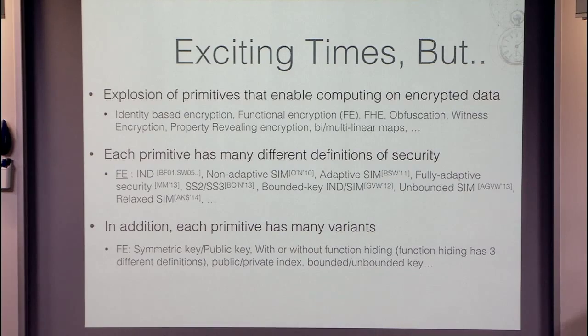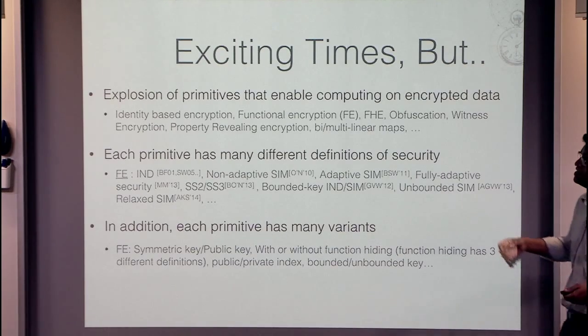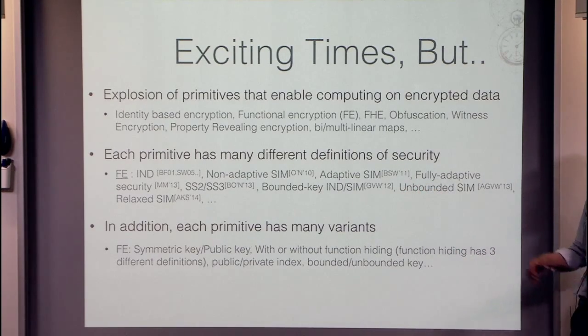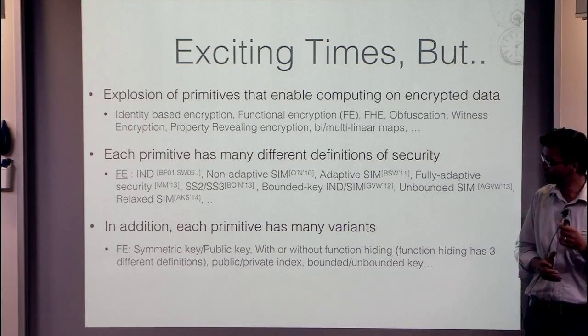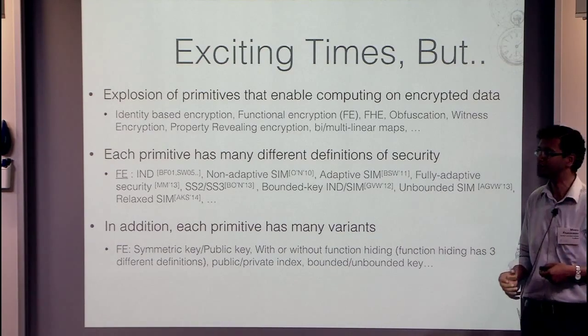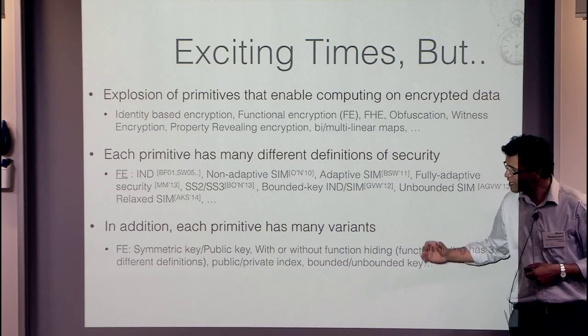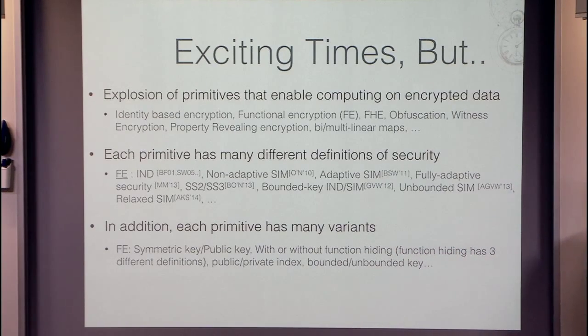You saw Amit's gardens with new kinds of seats there, but also these objects that we are building. There are a lot of questions about what is the right way to define them. Just as an illustration, for something like functional encryption, you'd find a large number of definitions out there. And it's not just that there are many definitions for one primitive, but also different flavors of the same or similar primitives. You have FE with function hiding, without function hiding. You can have symmetric key, public key. You can have public index, private index.